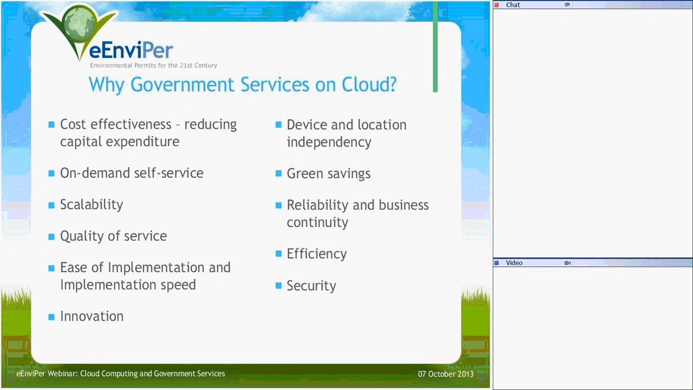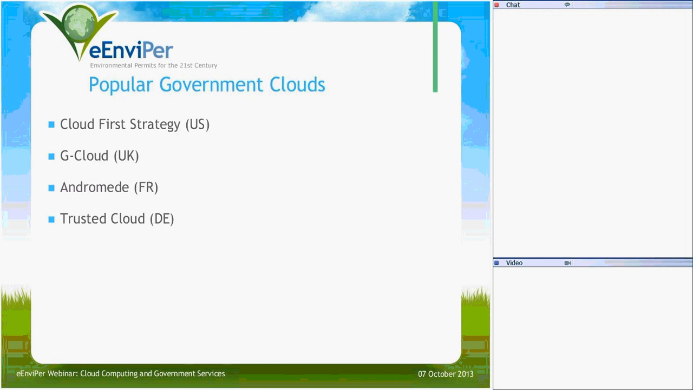The business continuity of these services is very high. Efficiency and security are the two other important aspects why government services choose cloud computing. There are several government cloud examples nowadays, but the first four and the most important ones are the first strategy of the United States, the United Kingdom, France, and the trusted cloud in Germany. These are the most popular and mostly used government clouds at the moment.